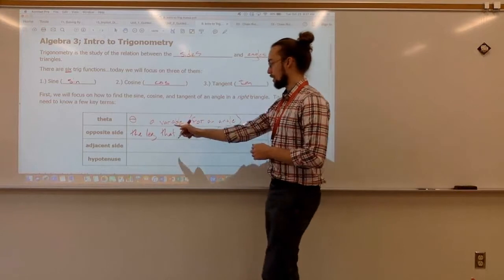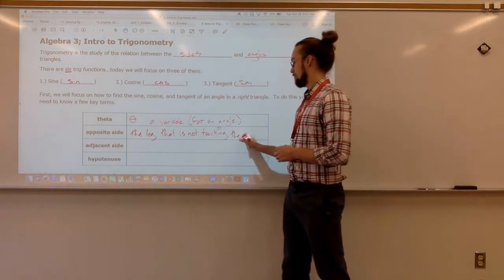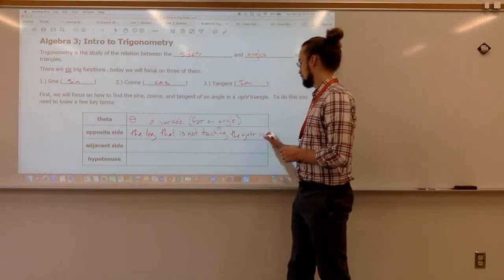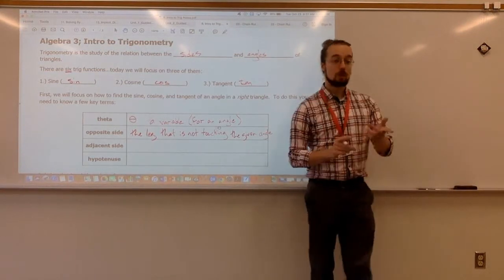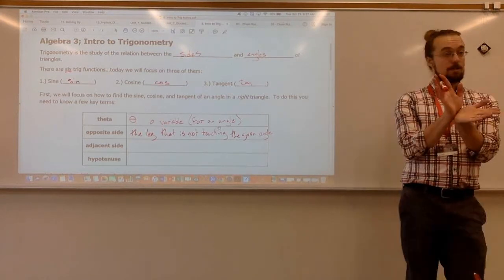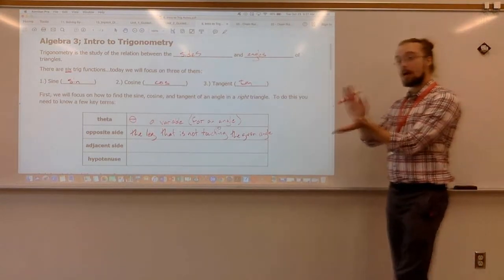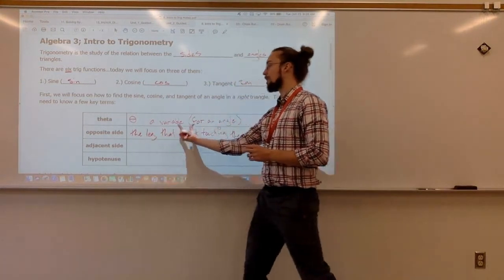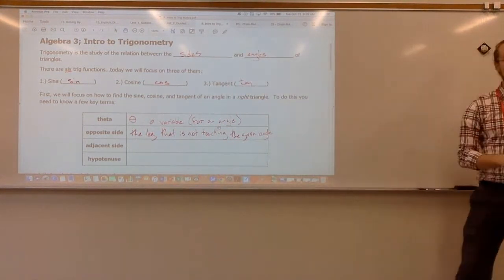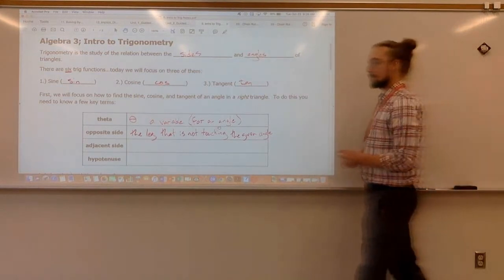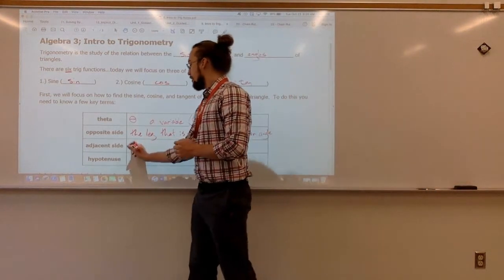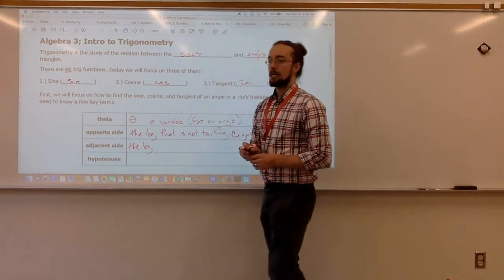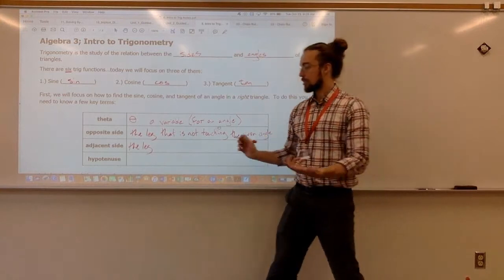What do I mean when I say leg? What's a leg in a right triangle? The legs are the 2 sides that make up the right angle. So we're saying the leg, which is one of the sides that makes up the right angle, that is not touching the given angle. Then the adjacent side is the leg that is touching the given angle.